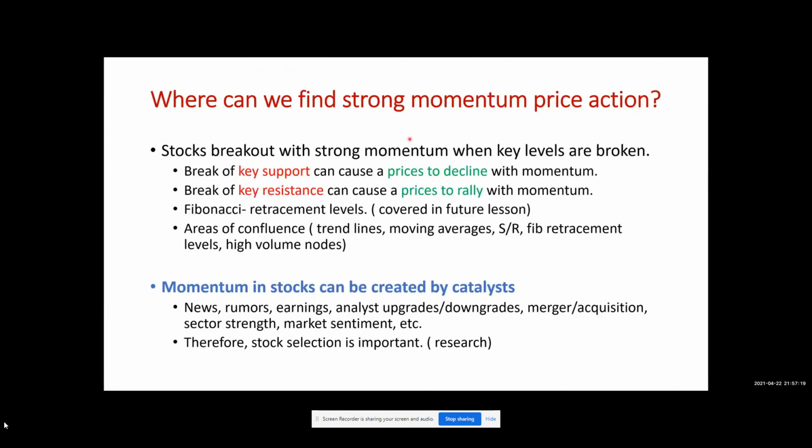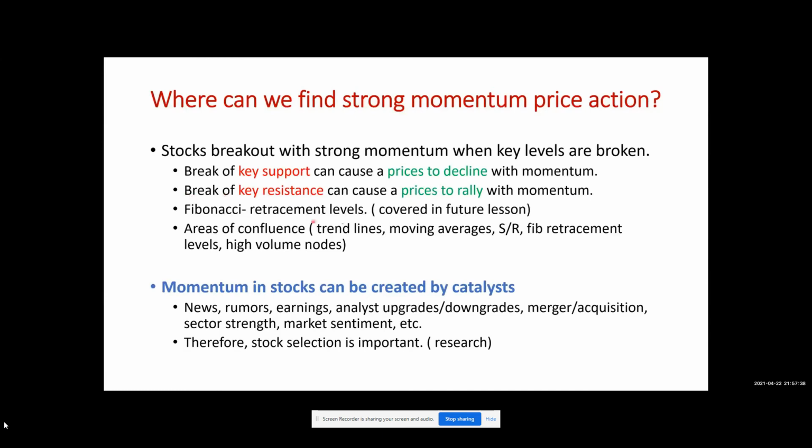So where can we find strong momentum price action? Stocks break out with strong momentum when key price levels are broken. So it can either be a break of key support, or a break of key resistance, that is going to cause a lot of volume, meaning a lot of people are going to buy stocks or sell stocks when key levels are broken.